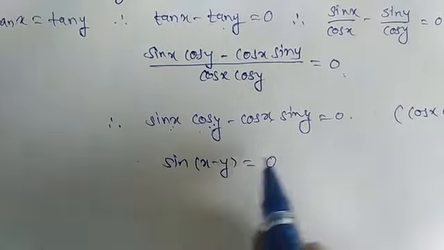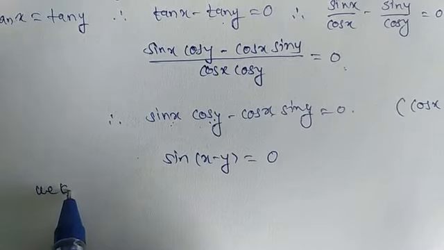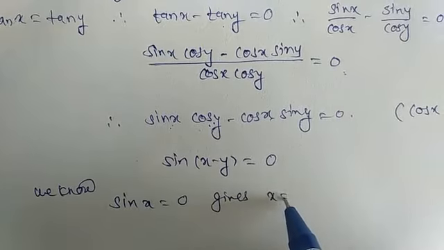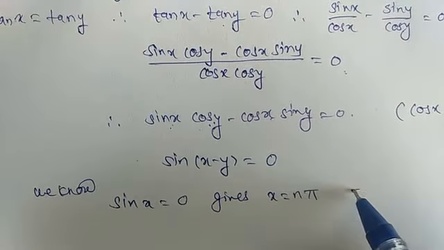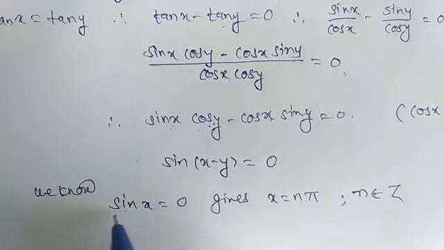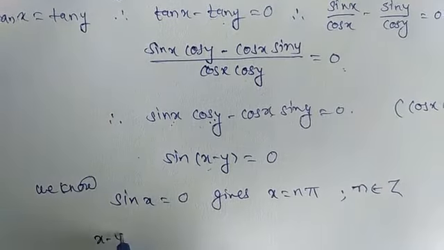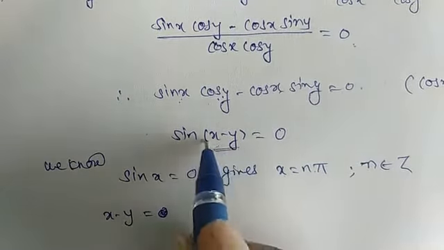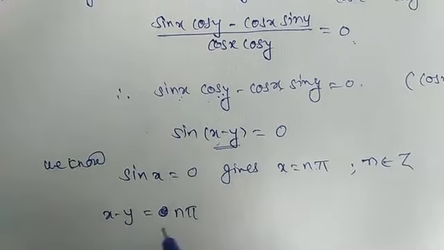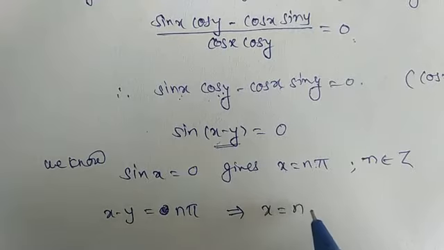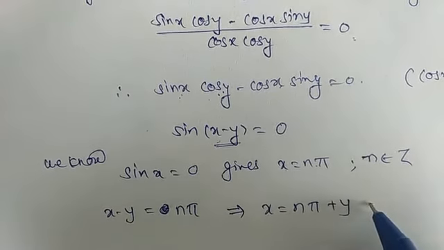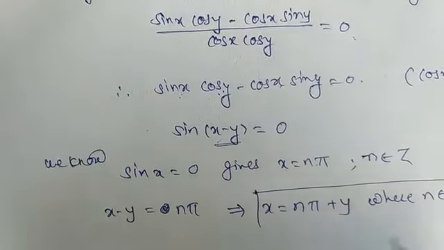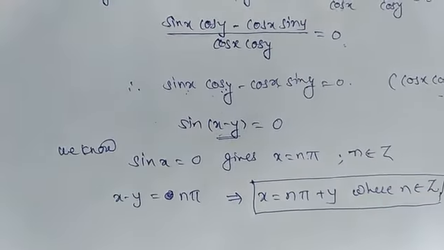Now here we know that sin x is 0 gives x is equal to n pi, where n belongs to Z. So here x minus y is equal to 0 gives x minus y is equal to n pi, which implies that x is equal to n pi plus y, where n belongs to Z. So which is our required proof. There is no other condition here.